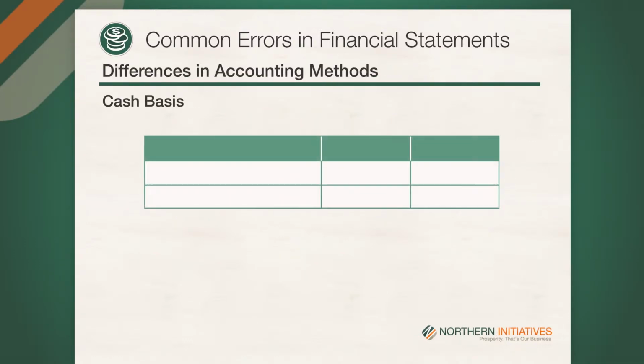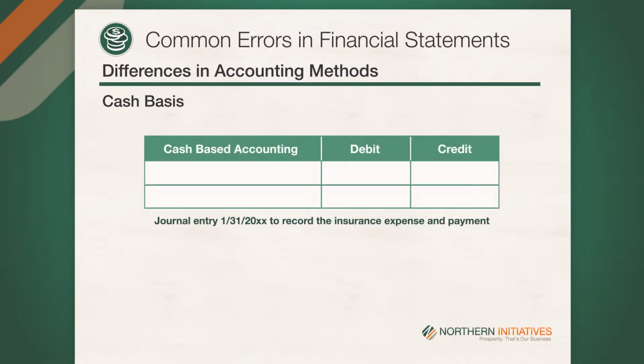Differences in accounting methods. It's easiest to see the differences in accounting bases with a transaction. An annual insurance bill of $1,200 is paid on January 31st of the current year. If cash basis accounting is used, the full amount is an expense on the date paid, and the current year would have $1,200 of expense.